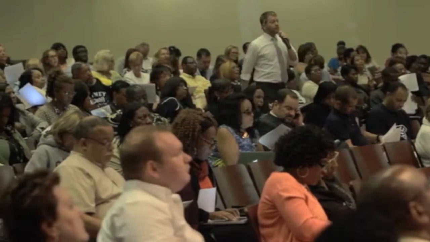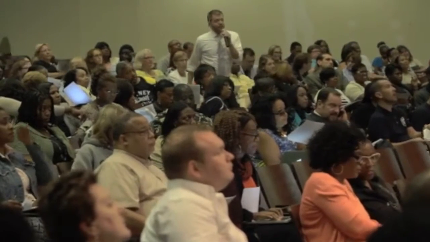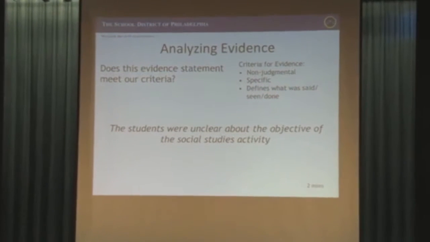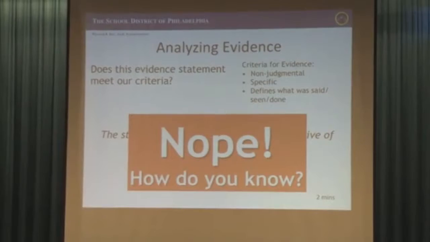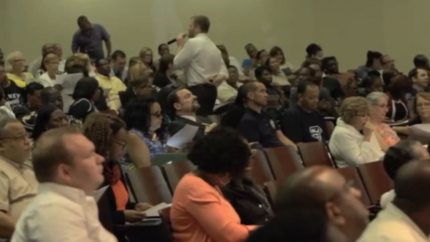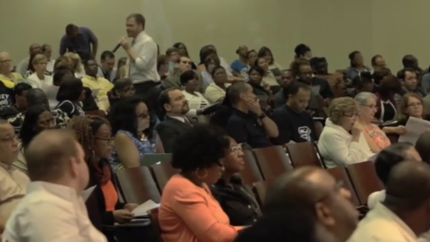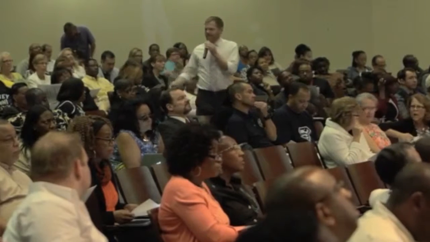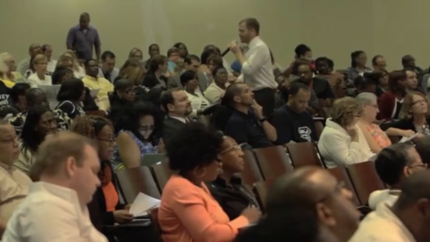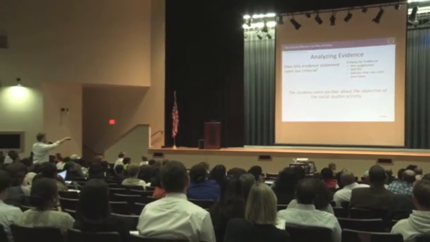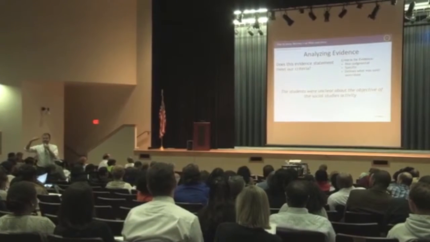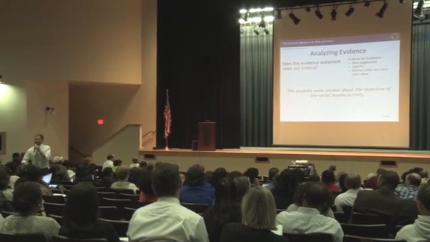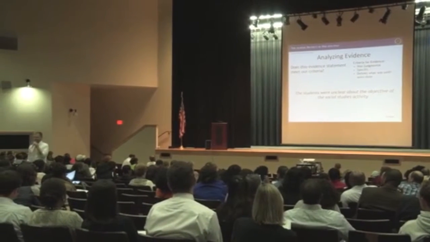Let's go to another one. Students were unclear about the objective of the social studies activity. Thumbs up or thumbs down? Okay, so if we ever have to ask this question, how do you know? It's not evidence. Because the answer to the question, how do you know, is the evidence, right? So students were unclear about the objective of the social studies activity. No. How do you know that that's not evidence? What's the actual evidence? What would you expect to see for actual evidence here?